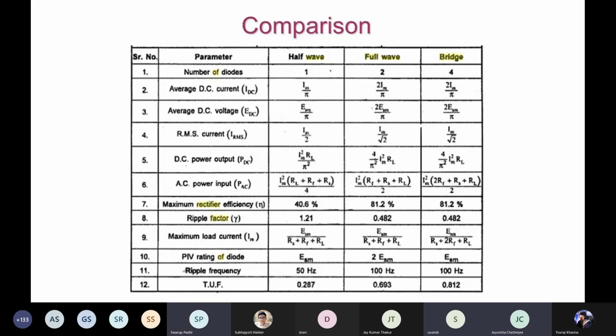Sir, how can we calculate the VA rating of the transformer? You have to multiply 2 values: the RMS value of your voltage and the RMS value of your source current, and that will be the VA rating of your transformer. I think that should be covered in the class. Is this particular portion covered in the class, by the way?